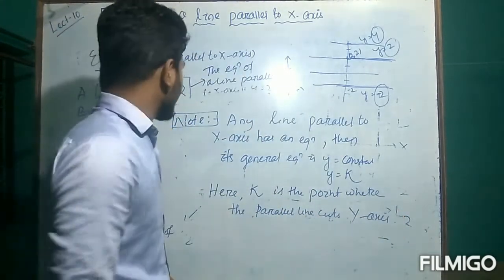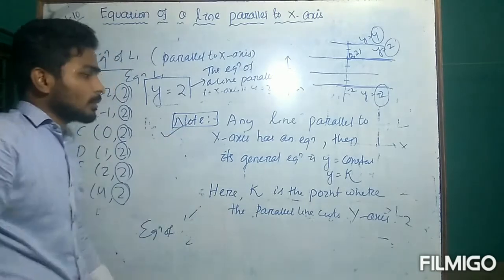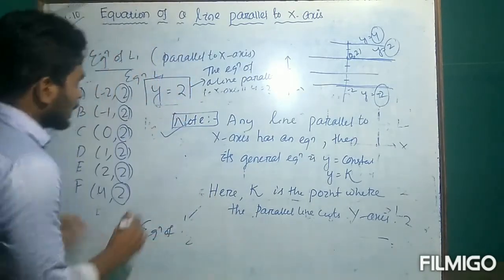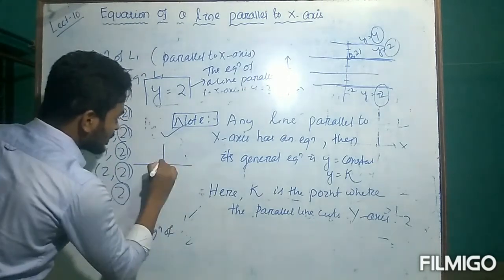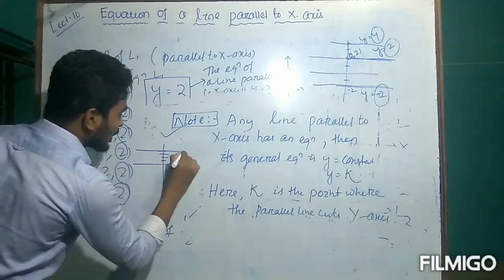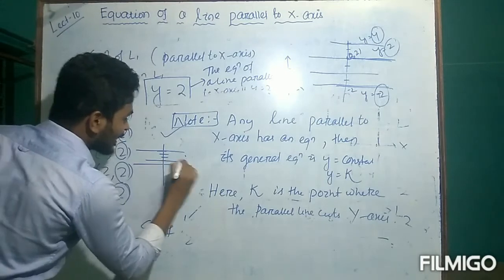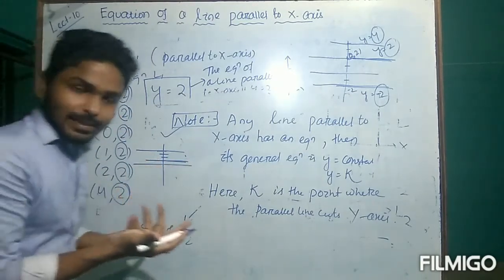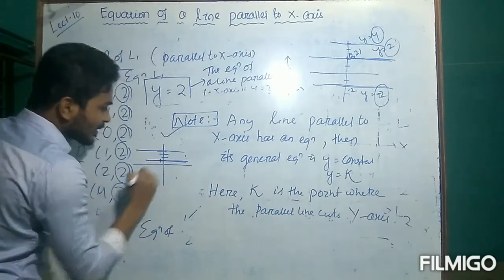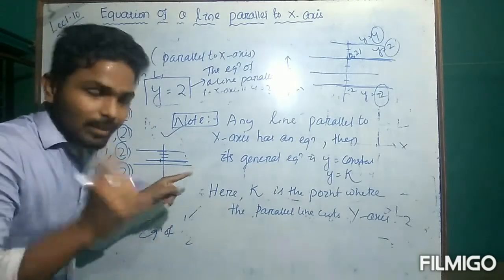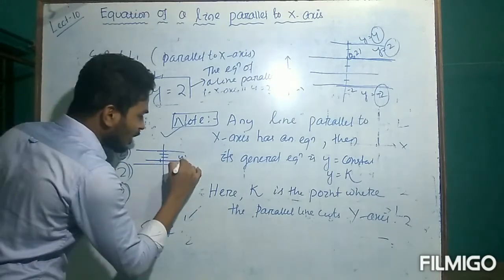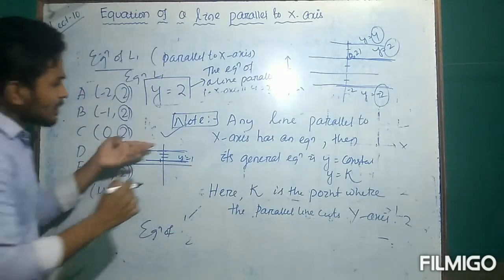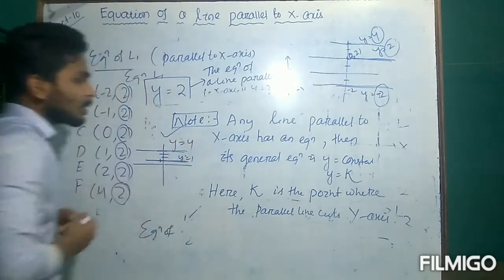Understood? These are the basic concepts, and this is the most important note. You have to write it down. Okay. So, if you take any point, suppose I take a line here. It is parallel to the x-axis, and it cuts the y-axis at the point 1. So what is the equation of this line? y is equal to 1. This line cuts the y-axis at 4. So what is the equation of this line? y is equal to 4.